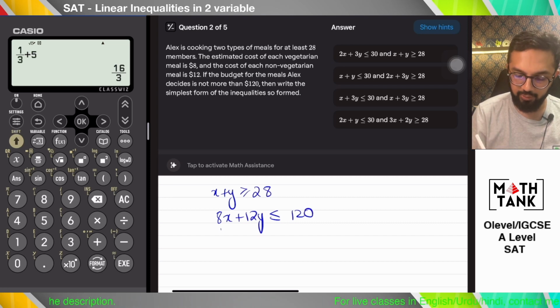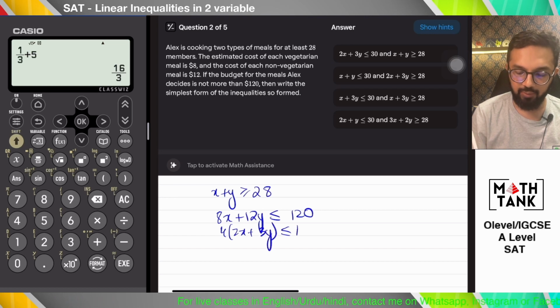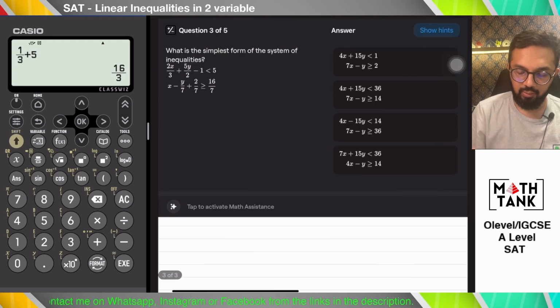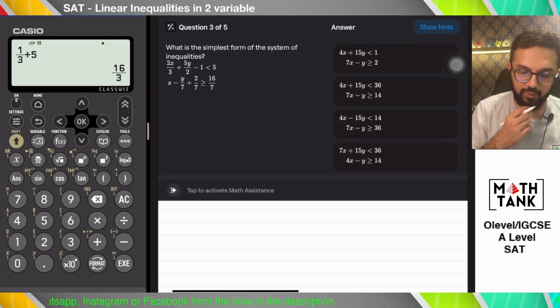Okay, I'll have to reduce this. I'll have to take a common factor and see if that works out. So 2x plus 3y should be less than or equal to 30. Okay, what is the simplest form of this equation?